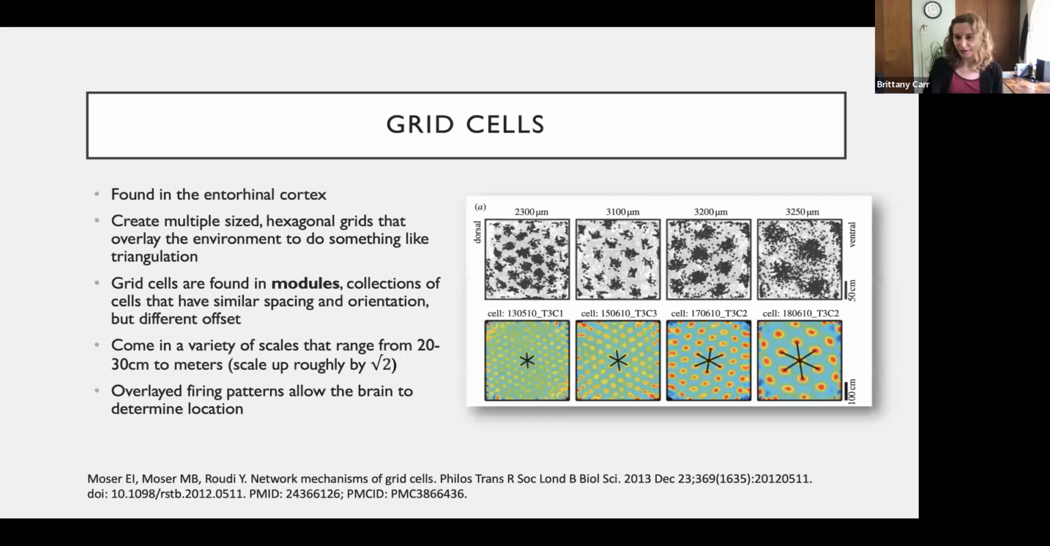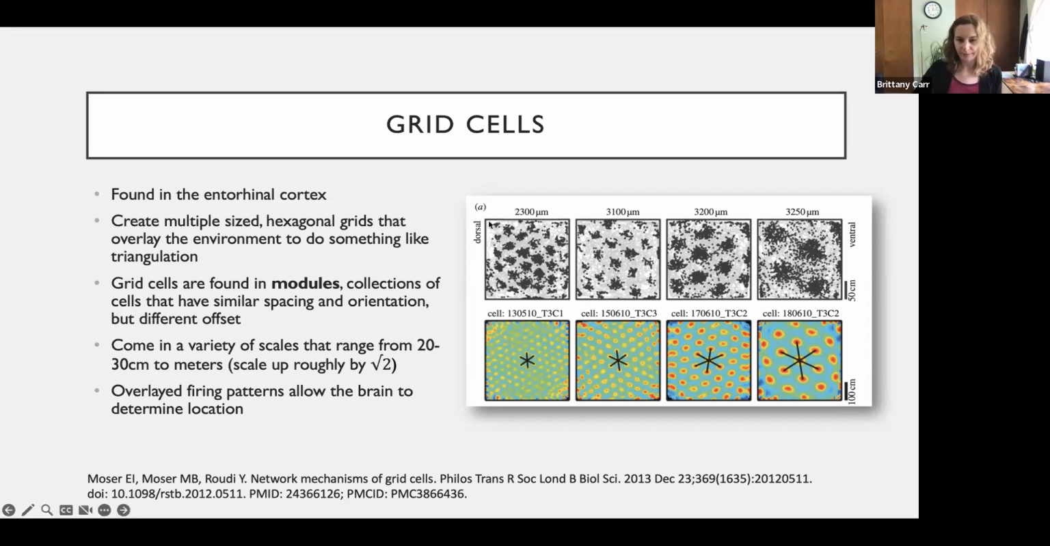Okay, and last but not least, are grid cells. Grid cells are kind of the super spicy cells because they're relatively new as far as when they were discovered, and some of the people who discovered them actually ended up winning a Nobel Prize for it because it was kind of a big deal, right? These were the cells that really unlocked how mammalian brains are able to navigate through an environment. These grid cells are found in the entorhinal cortex, and what they do is create multiple sized hexagonal grids that overlay your environment to do something like triangulation.